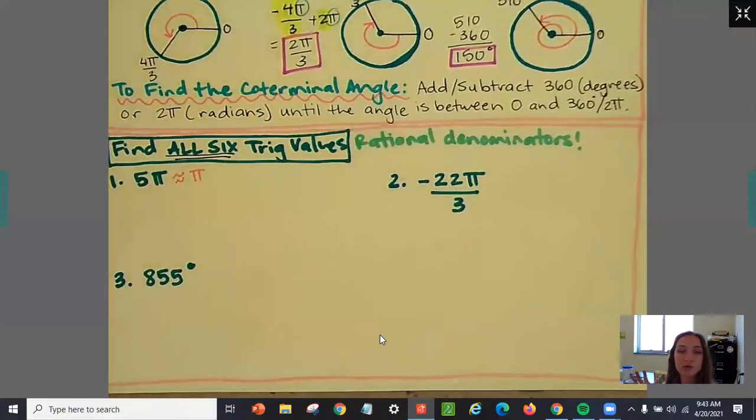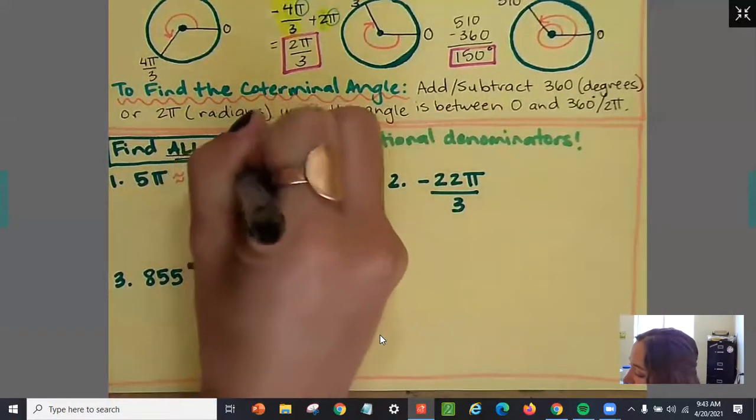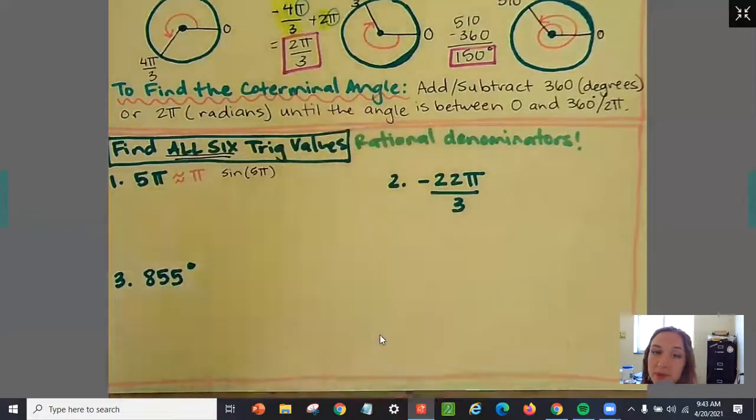Okay, so what we're going to do is go to pi on the unit circle and figure out all of these values. So let's first start out with sine and cosine. Okay, so sine of 5 pi, we're just going to be using regular pi and that will get us to 5 pi. So remember, sine is the y value.